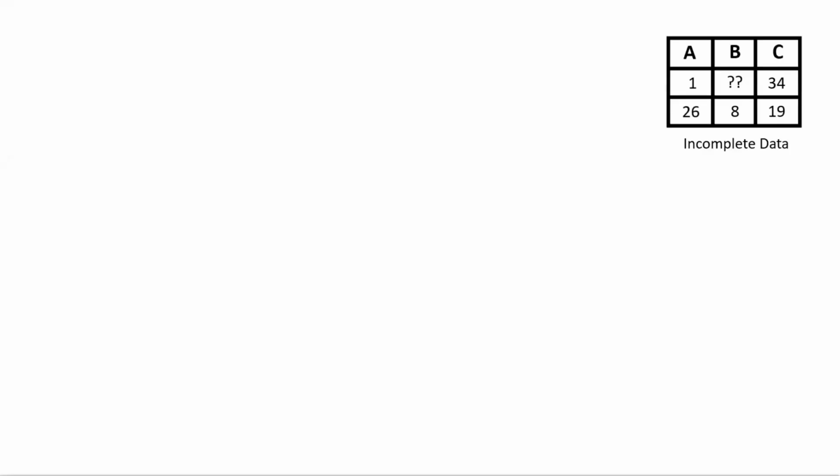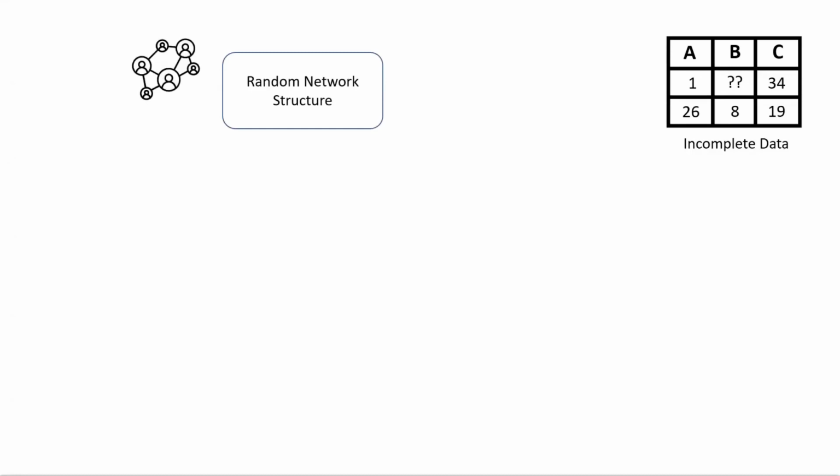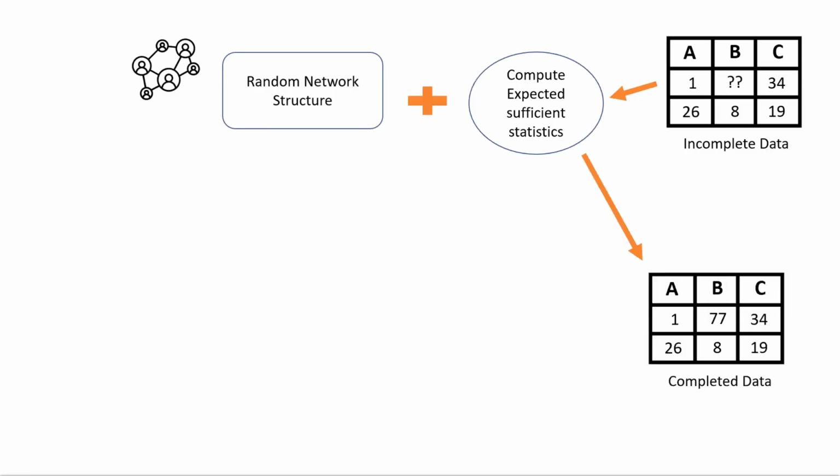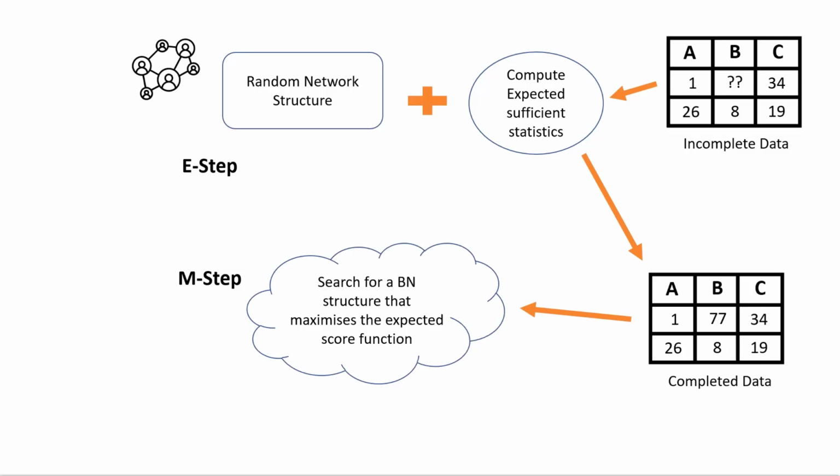When there is a given incomplete dataset, it firstly generates a random network structure and then computes the expected sufficient statistics to complete the data. This is the so-called expectation step. Then at the maximization step, it makes use of the completed dataset to search for a Bayesian network structure that maximizes the expected score function. Any combination of heuristic search techniques and scoring functions can be adapted at this step.